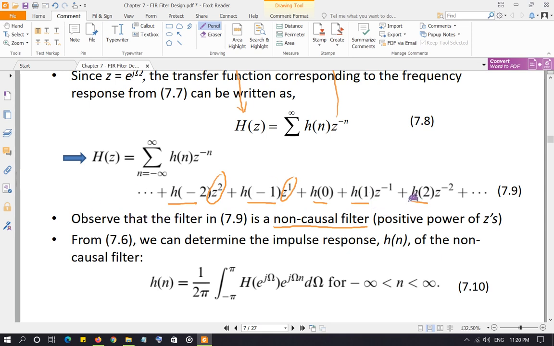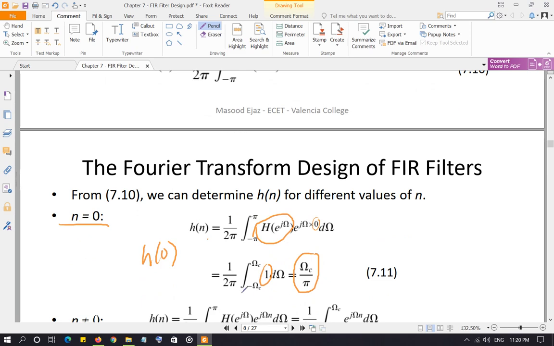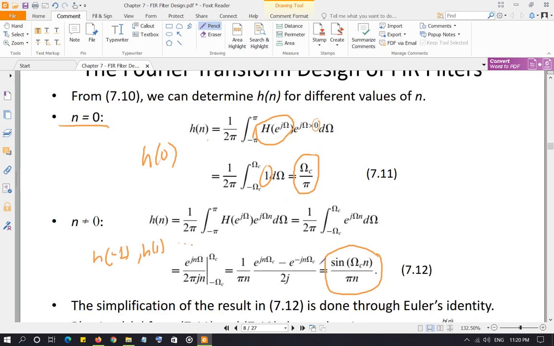Now h of negative 2 and h of 2 have the same value; it's a symmetric function. H of negative 1 and h of 1 have the same value. H of 0, of course, is a different value that you can see right here. But if you put any value of n, either positive or negative, this function is going to give you the same result, because the sine of a negative value is negative, and if you have a negative n, then the denominator is going to be negative, so the negative in the numerator and the negative in the denominator cancel each other. Likewise, if you're putting positive values, it's going to be the same as negative over negative.